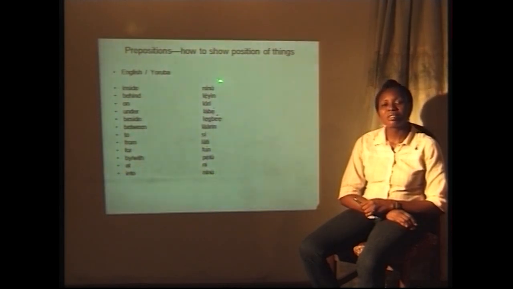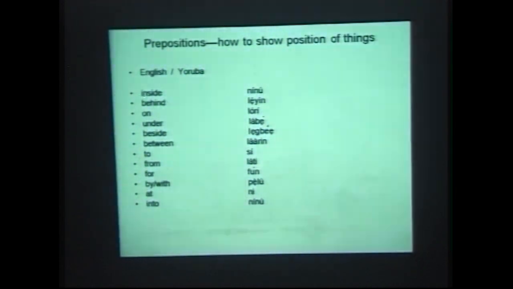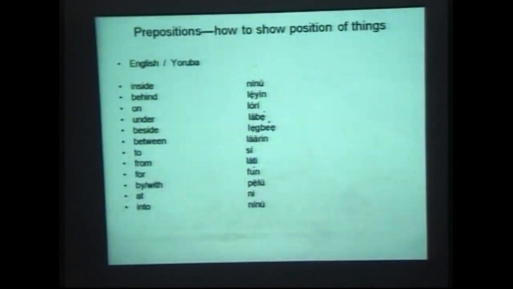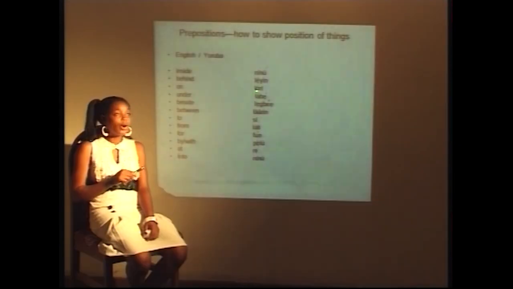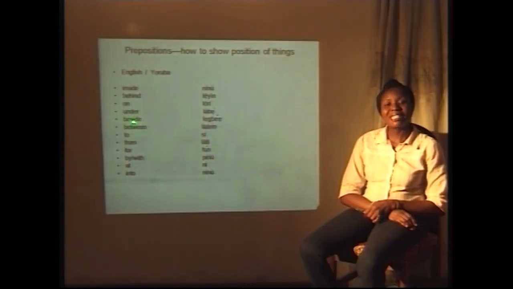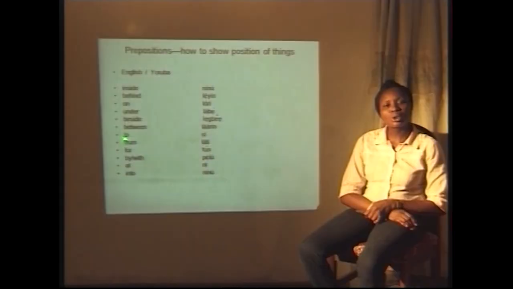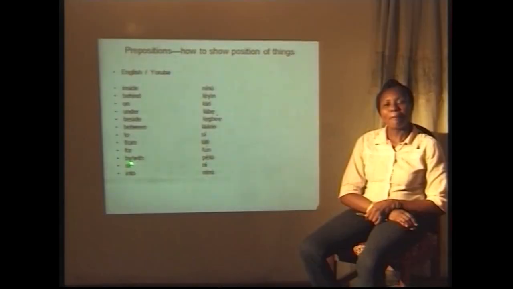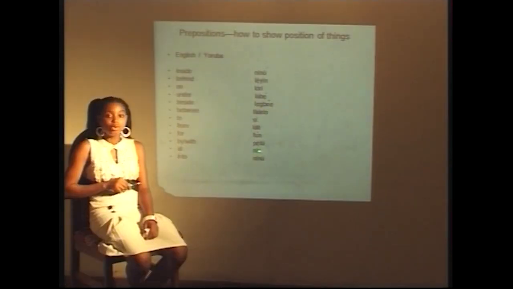Prepositions: how to show position of things. English and Yoruba. Inside, ni, nu. Behind, le, yin. On, lori. Under, labe. Beside, legbe. Between, laarin, si. From, lati. For, fun. By or with, pelu. At, ni. Into, ninu.